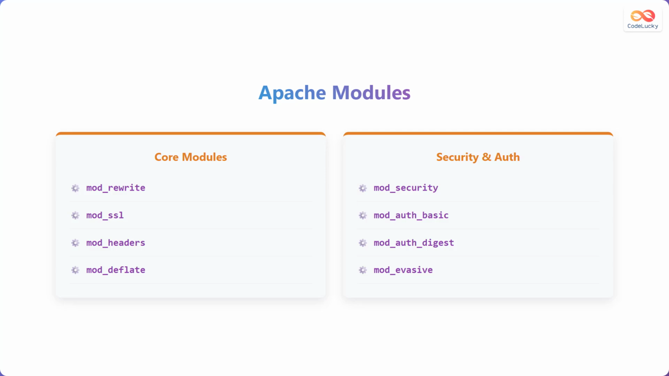Mod_auth_basic implements basic HTTP authentication using username and password. Mod_auth_digest offers more secure digest authentication. Mod_evasive helps protect against denial of service attacks by limiting request rates. These modules can be loaded dynamically, allowing administrators to customize Apache's capabilities based on specific requirements without rebuilding the entire server.